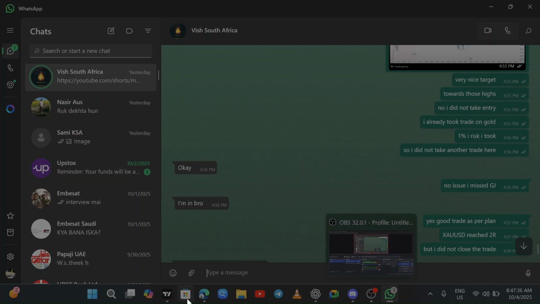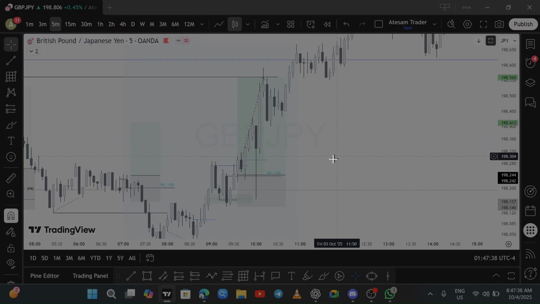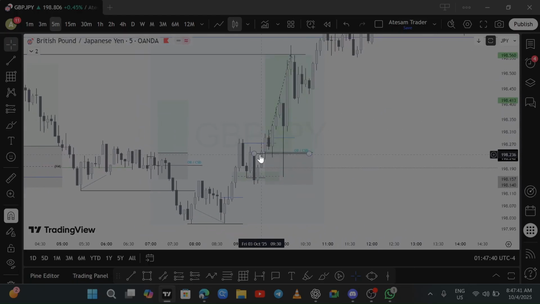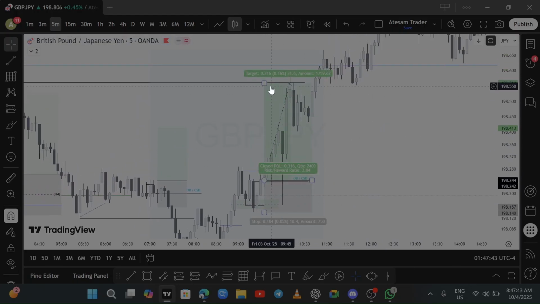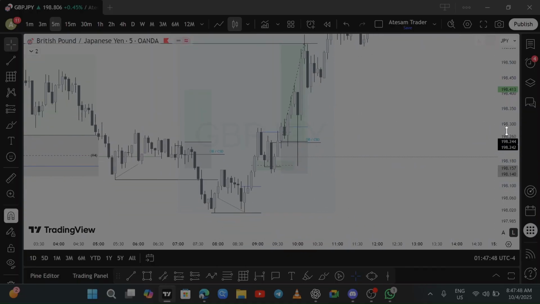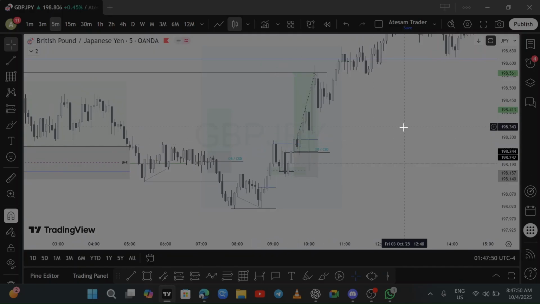So yeah, this is the idea. So what happened here? Here is the entry we have, and this is the nice target. It is a 3 hour target. So what happened here? This candle price retested this order block and expanded.